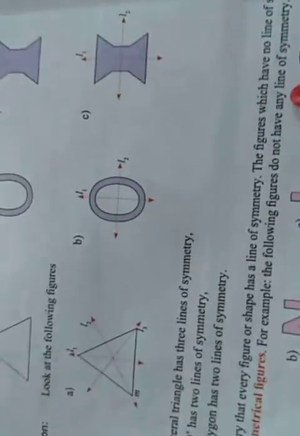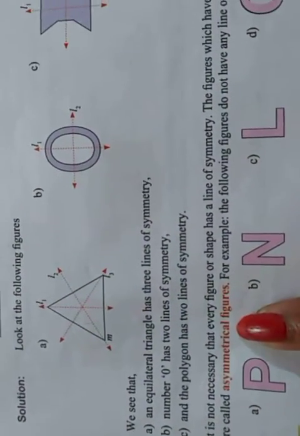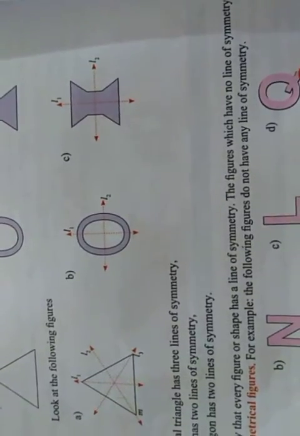This is a polygon made up of line segments. It is not necessary that every figure or shape has a line of symmetry. The figures which have no line of symmetry are called asymmetrical figures. For example, the following figures P, N, L and Q are asymmetrical figures.